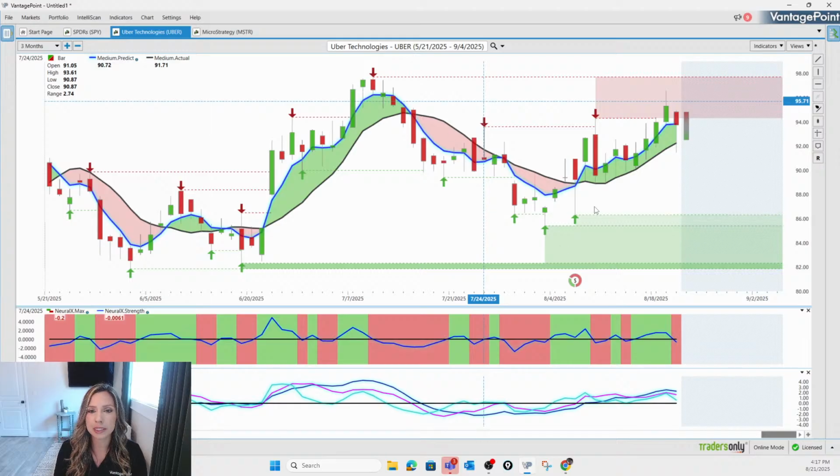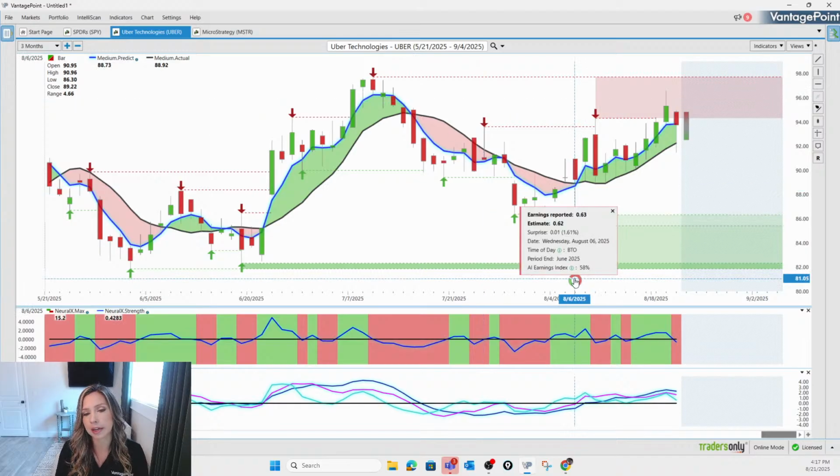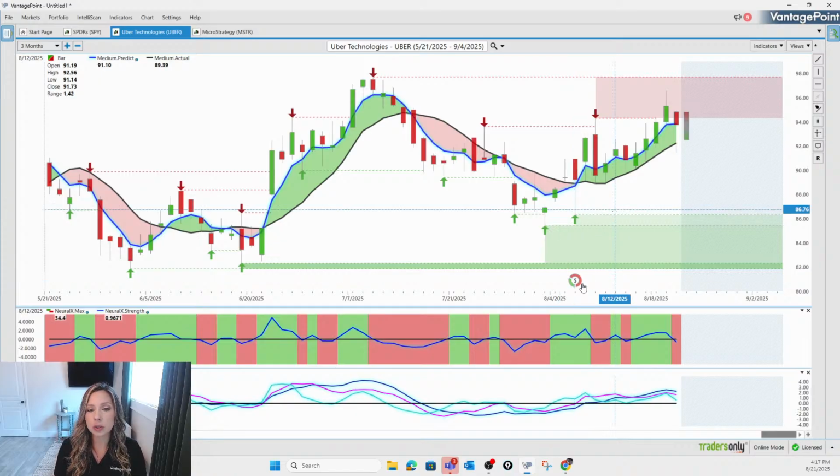So let's take a look at Uber here. We've got Uber pulled up. So everybody tell me where we see that crossover, right? We see that crossover right here. Now, careful because we do have earnings. Now you'll see a little earnings flag here. That's what that dollar sign is.